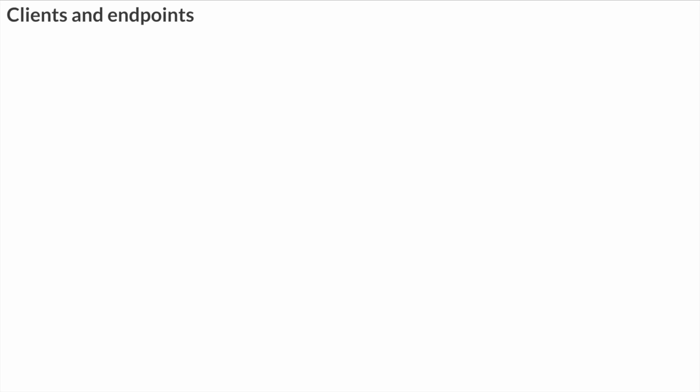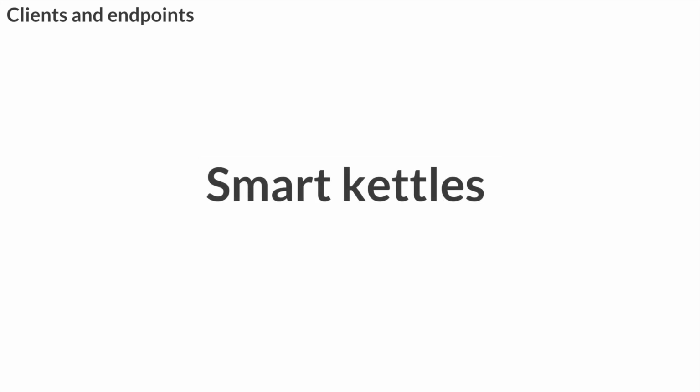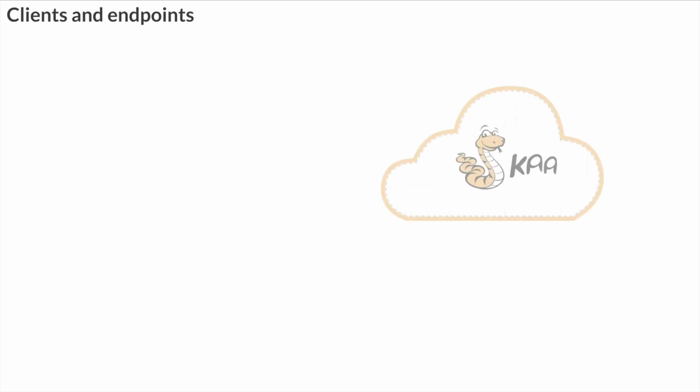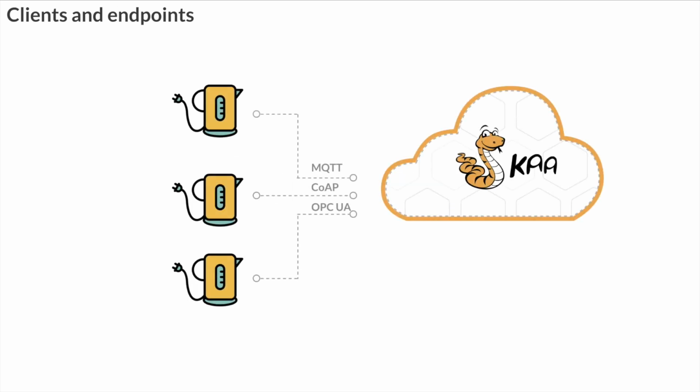Now let's see how clients and endpoints can be simultaneously represented to the platform by one entity. Suppose you are working on a Smart Kettles solution. Again, you have the Kaa platform and kettles, which are connected using different protocols. As you can see, each smart kettle is directly connected to the platform and is the terminal device that you are interested to manage with the Kaa platform. Thus, we can say that each kettle is simultaneously acting as an endpoint and as a client.